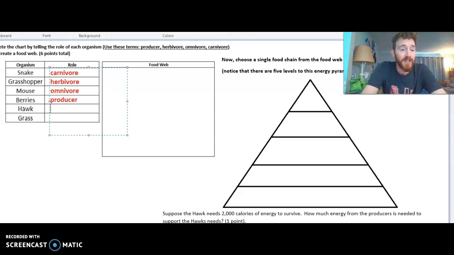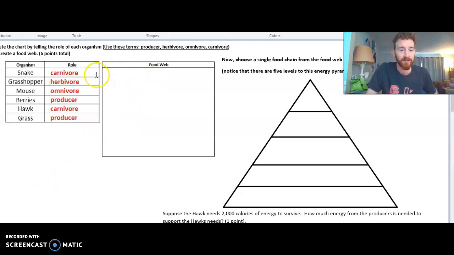Hawk, as we know, is a meat eater. We talked about hawks a little bit in our past couple of videos. So that's going to be a carnivore, would be their role. And the grass, of course, is a plant. So again, just like berries that are using photosynthesis to make their own energy, they're going to be a producer here. Okay, so here we've got that part filled in. So I'm giving you a little help there with that. Now I'm going to leave you to create the food web with that, but then also I want to preview the energy pyramid.